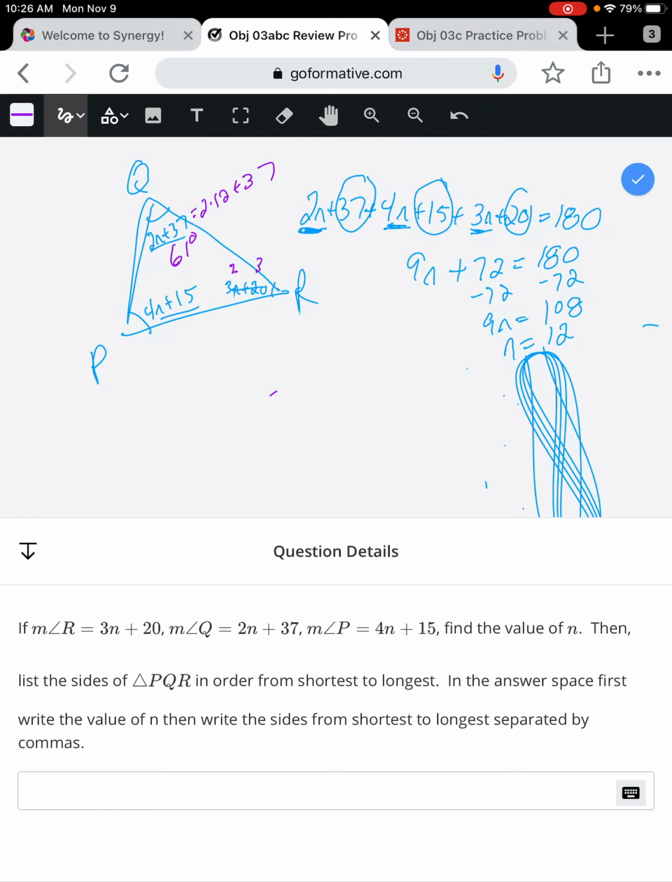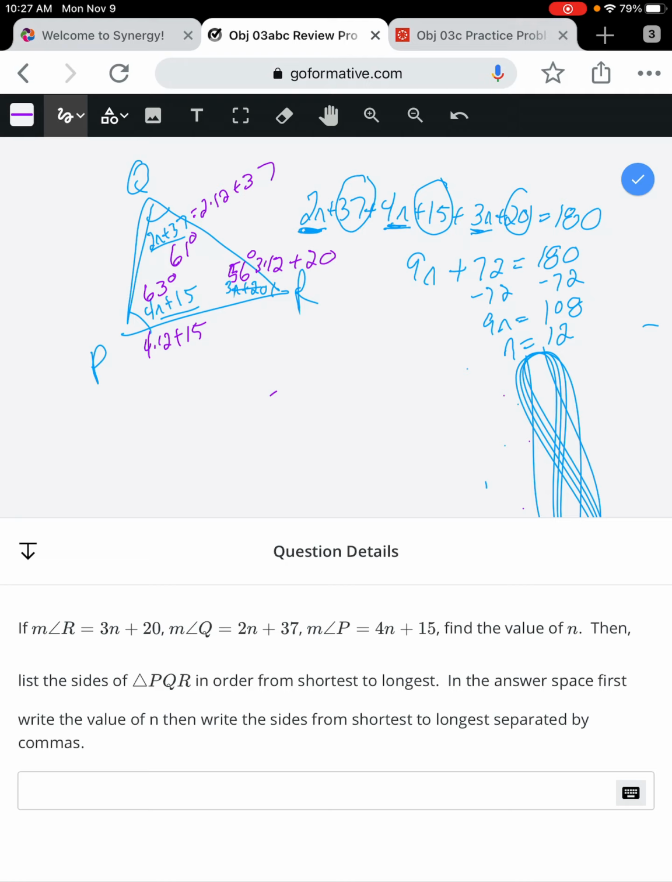This is going to be 3 times 12 plus 20, which is 56 degrees. And this is 4 times 12 plus 15, which is 63 degrees. And if you add all of those together, you will get 180. So it says order the sides from shortest to longest.